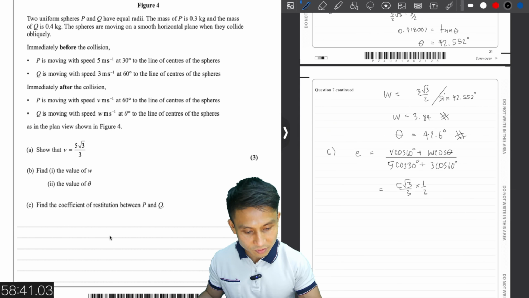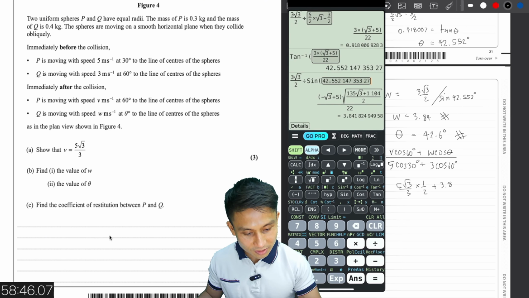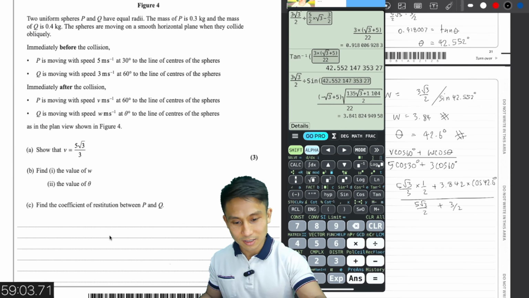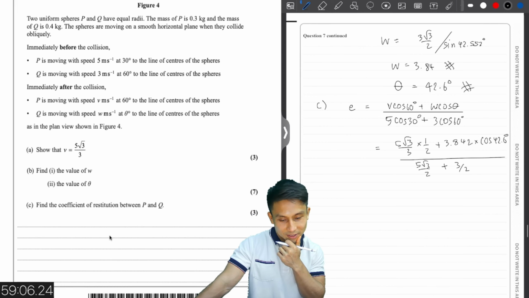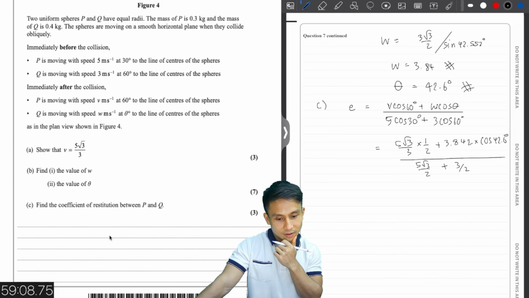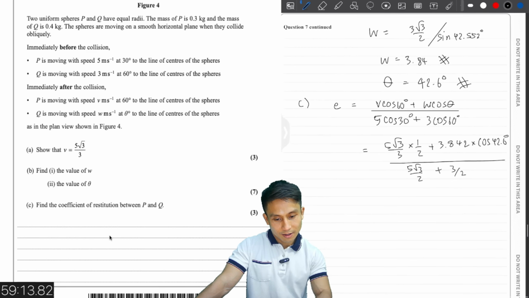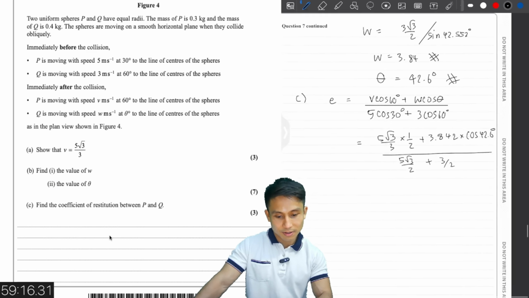Cos 60 is 1 over 2 plus W, we just found to be, let's use a little more precise number, like that. Cos theta, so cos 42.6 divided by, wait, hang on, no, not like that, divided like this by 5 root 3 over 2 plus 3 over 2, like that. Yeah, checking all the math here. Okay. Yep, I think I'm okay with everything.